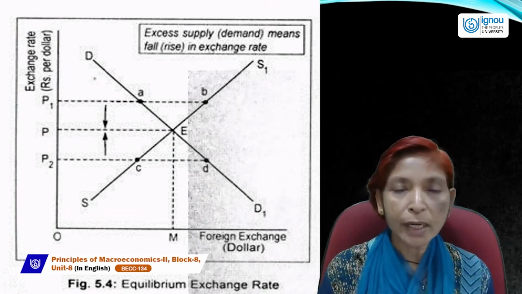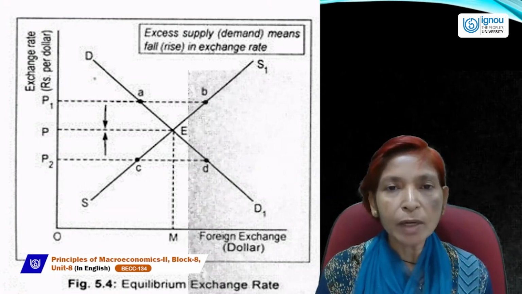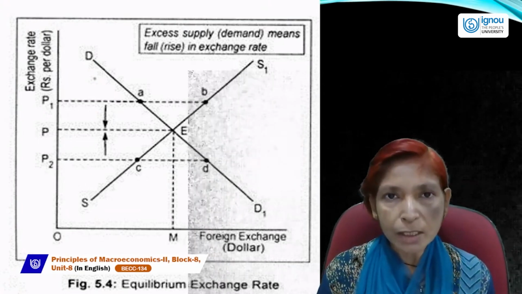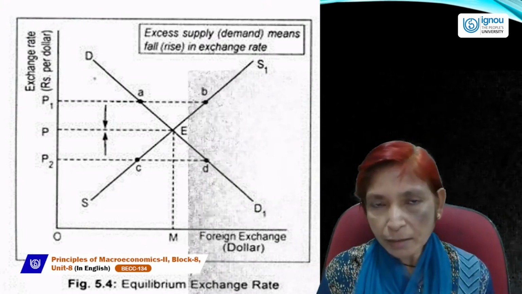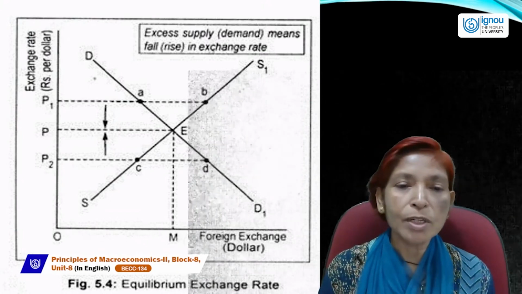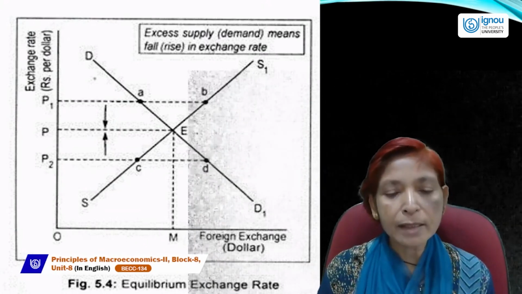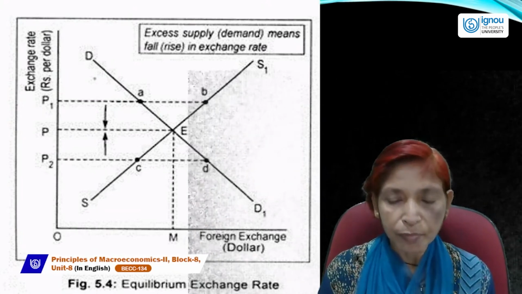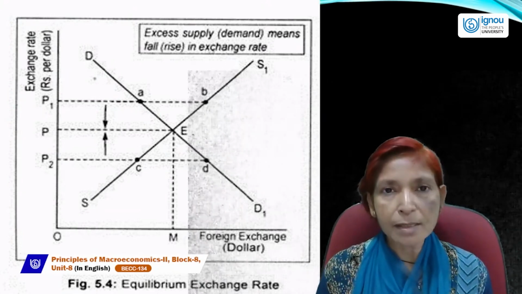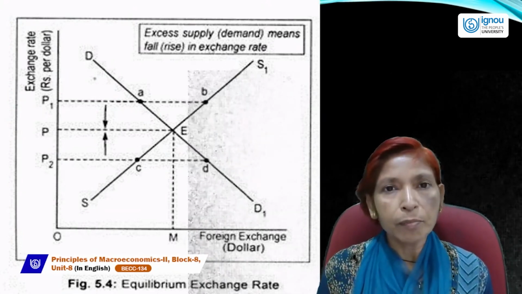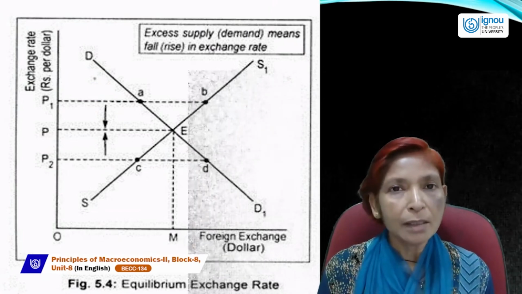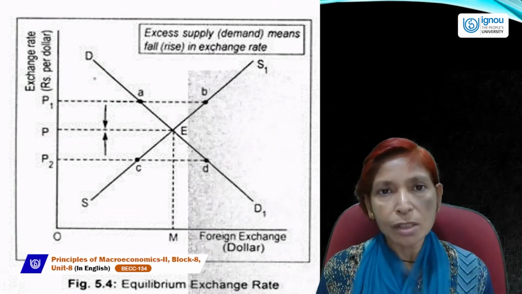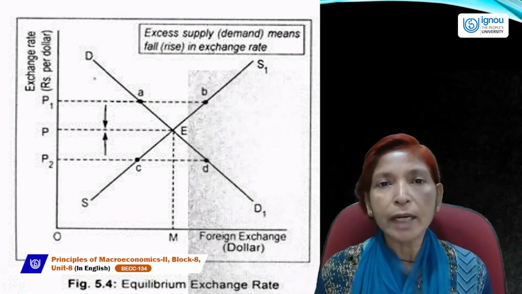So if the exchange rate moves from the equilibrium exchange rate point, then it may be a situation of excess supply or a situation of excess demand in the economy. So an excess demand or excess supply situation can prevail or exist in the economy if there is any change in the exchange rate system.